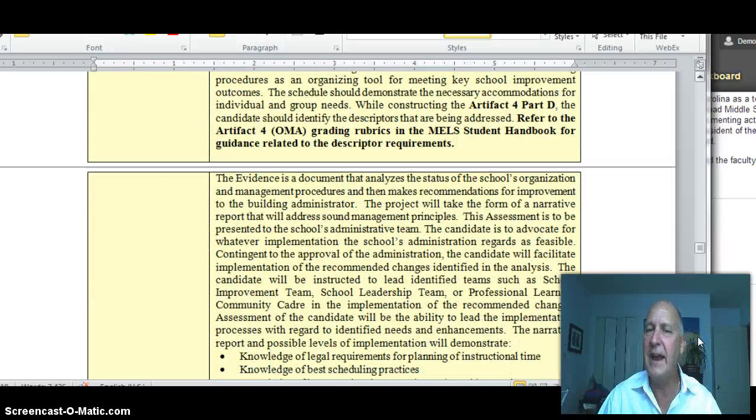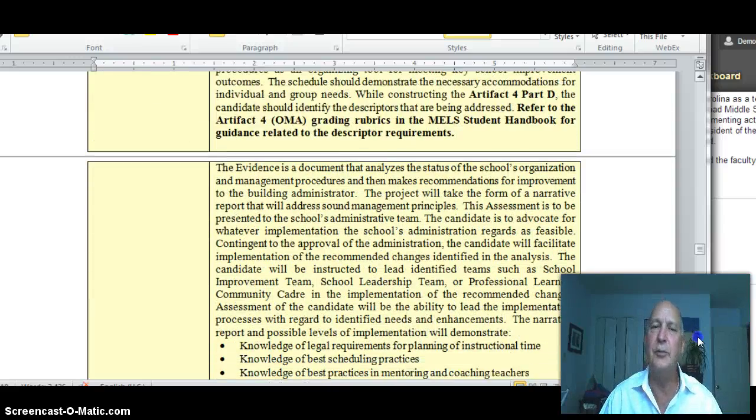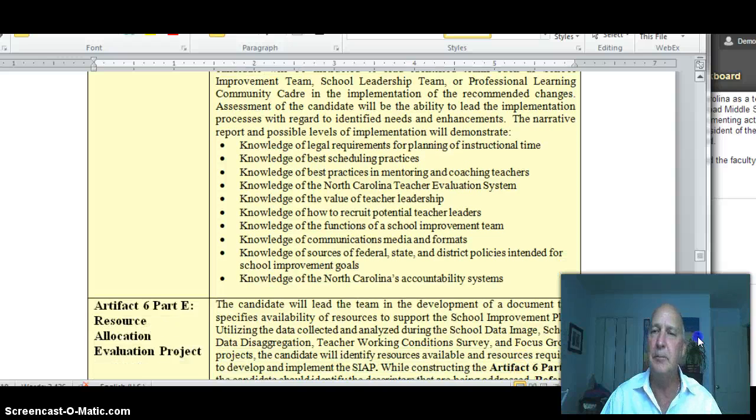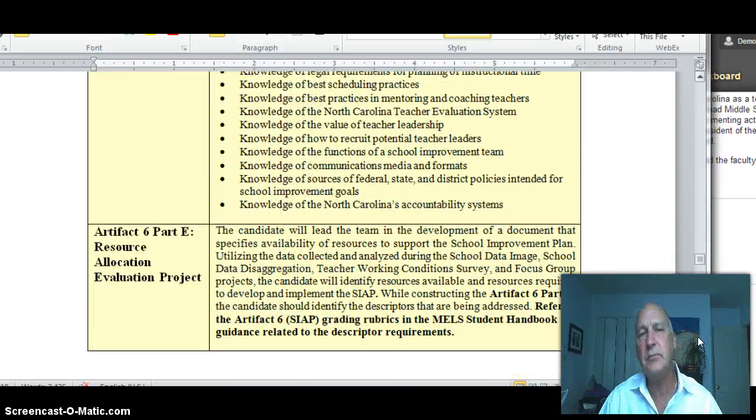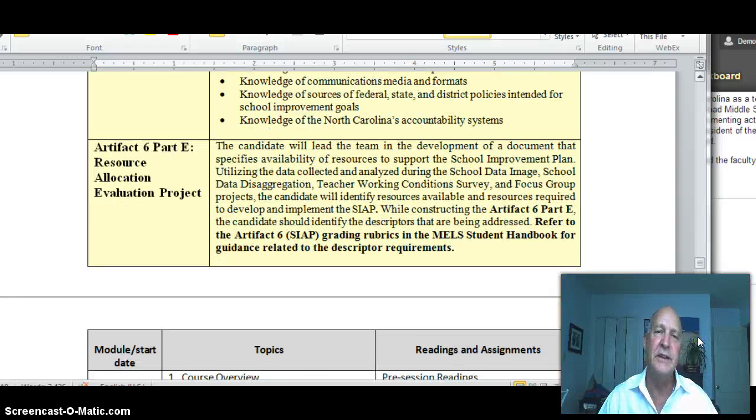But the OMA, A, B, C, D, again, I'll ask you to submit as one piece to me in Blackboard. We'll check it out, and then again, 2 attempts before we send them on to TaskStream. But we'll be doing a lot of writing on those 2 projects this fall. In addition, since it's connected to resource allocation, part E of 6, the SIAP, will be a PowerPoint presentation, and you're going to, again, load that in Blackboard to share with the rest of us.